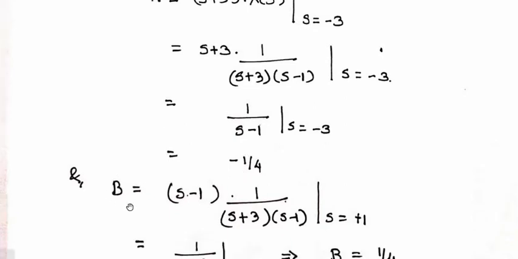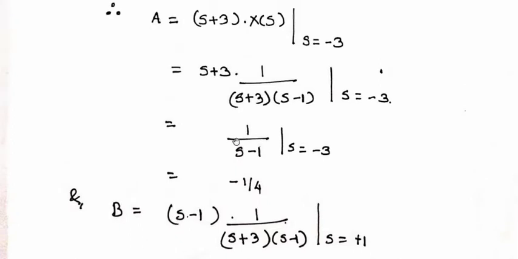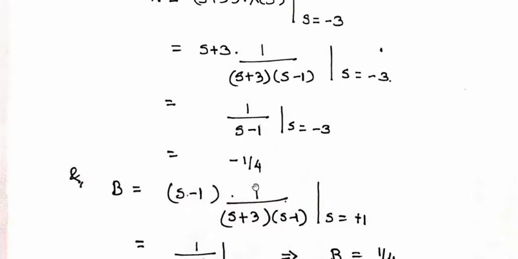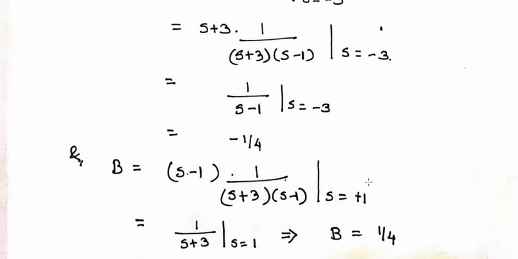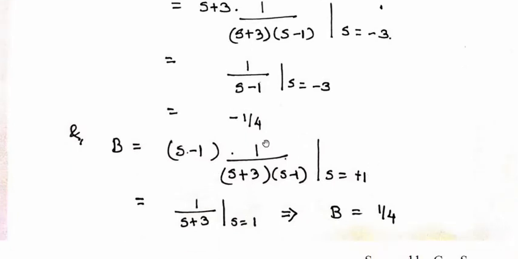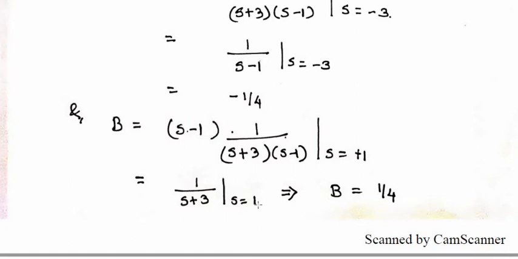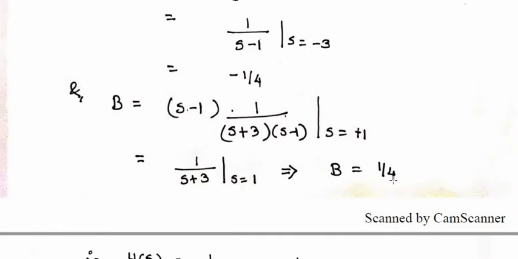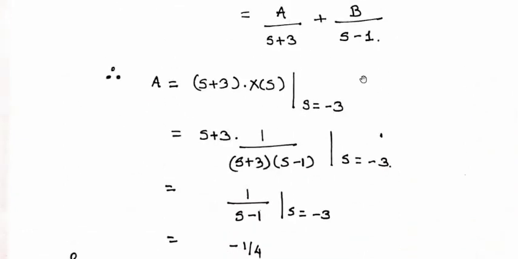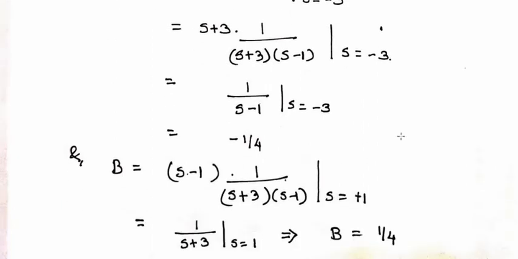Similarly, we can calculate the value of b. b is equal to the corresponding factor s minus 1 into h of s, which is 1 upon s plus 3 into s minus 1. So this s minus 1 and this s minus 1 will get cancelled, and we have to evaluate this for the value of s is equal to 1. After that cancellation, what is remaining is 1 upon s plus 3, where we have to substitute s is equal to 1, and thus this gives the value for b, which is equal to 1 by 4. So we have the values of a and b as minus 1 by 4 and plus 1 by 4 respectively.